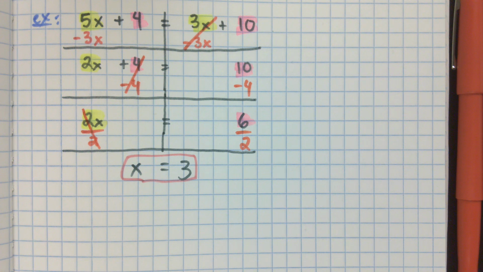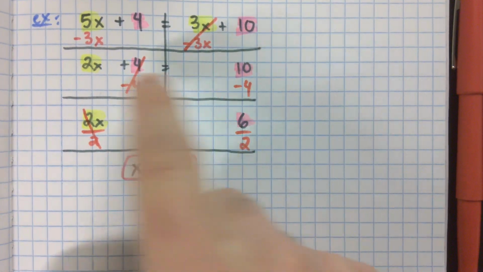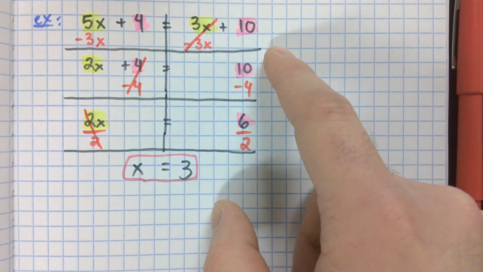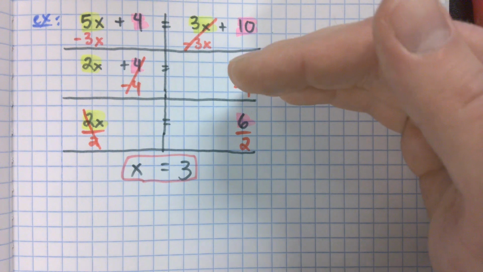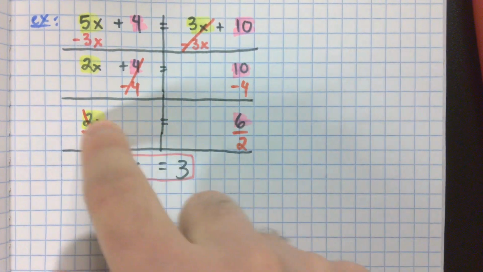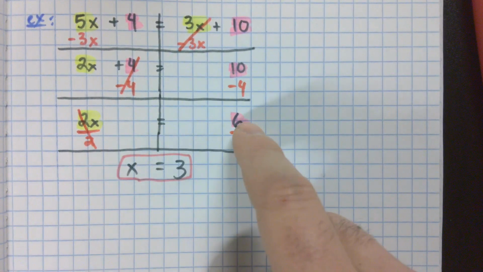So notice my line through the equal sign extends all the way down till we get our answer. Every time I perform one of these inverse operations, I'm drawing a line underneath my entire equation so that we can see this is the result of subtracting 3x. This is the result of subtracting 4, and this is the result of dividing by 2.